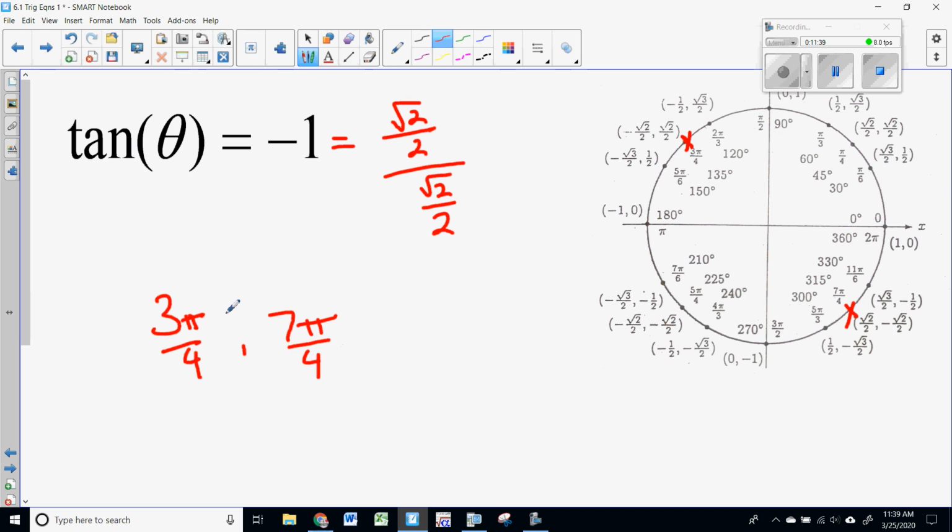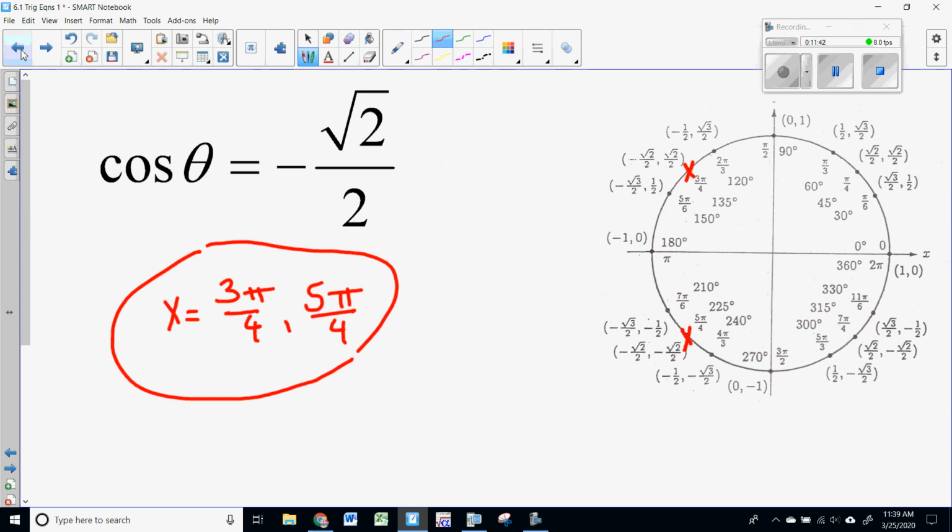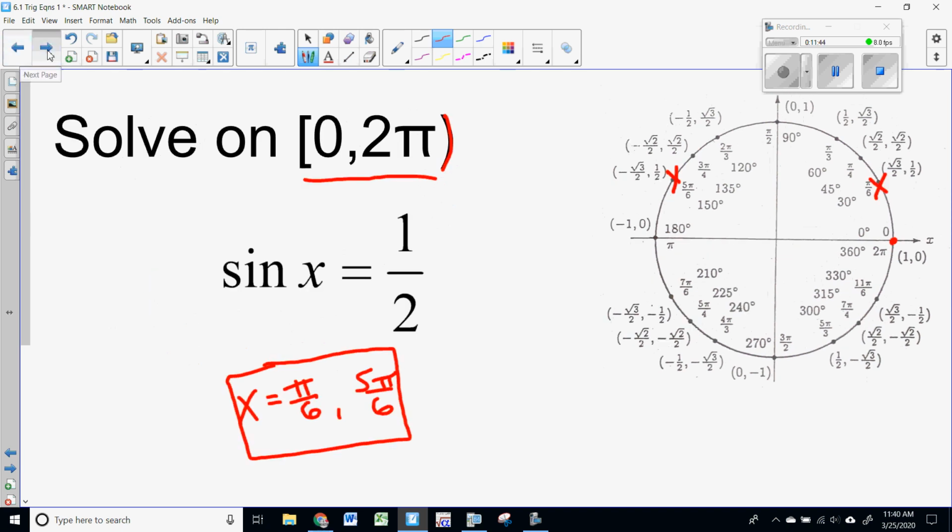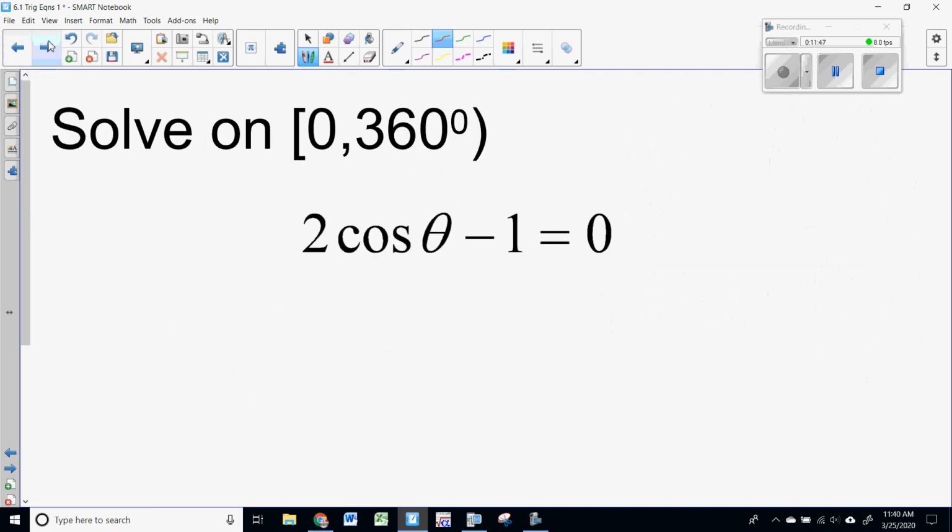The last thing we want to look at here is not just a straight tangent, cosine, or sine, but we're going to have to do a little bit of work to get it there. So here's one where we have 2 cosine of theta minus 1. Now in all of these problems, what you want to end up with is cosine of theta equals some number. And for today, all of these numbers you're going to end up with are numbers on our unit circle. So you're not going to end up with cosine of theta equals 1/5 or something that's not on the unit circle. So what I need to do here is I need to add 1 to both sides.